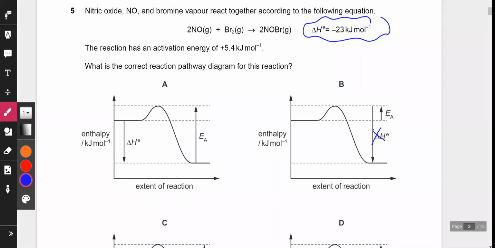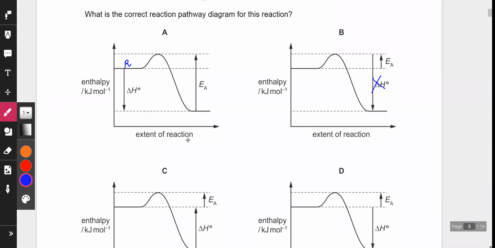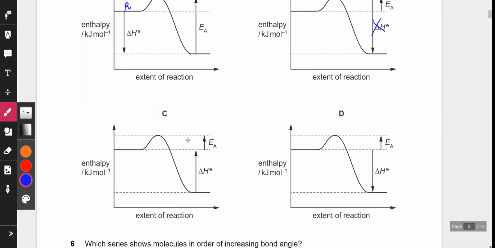I said now this one, the delta H is correct. It's from reactants to products. The activation energy is wrong. All of your arrows should start from the reactants. Okay, that's your starting point. So it's probably going to be D.